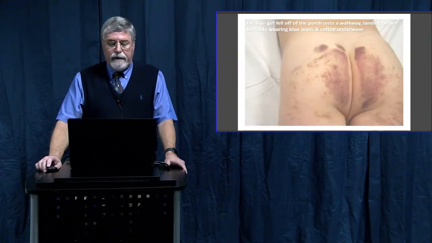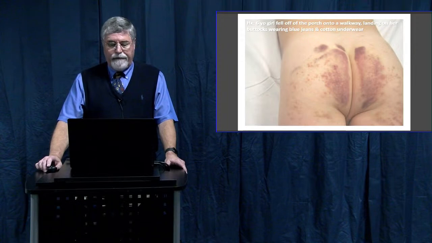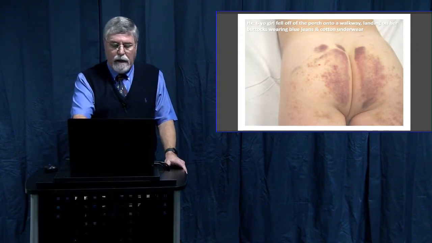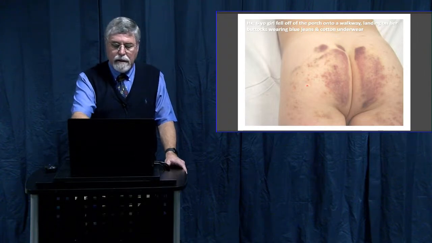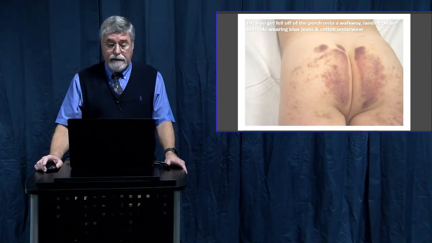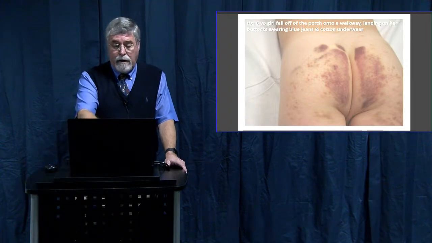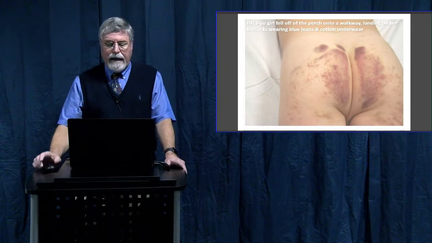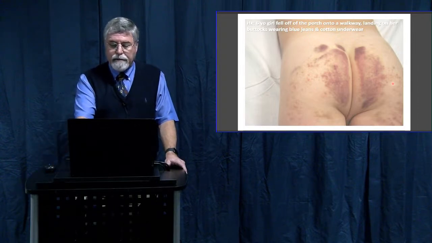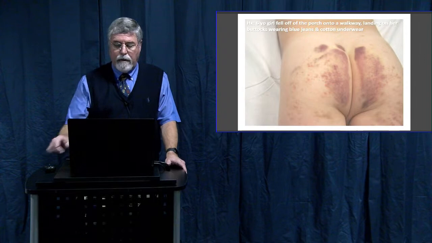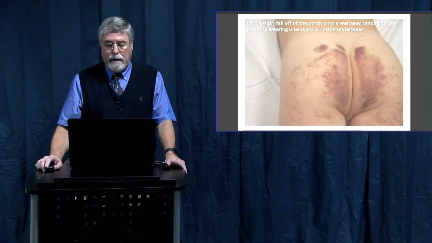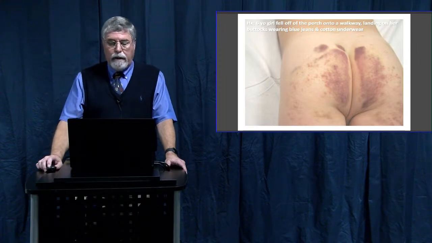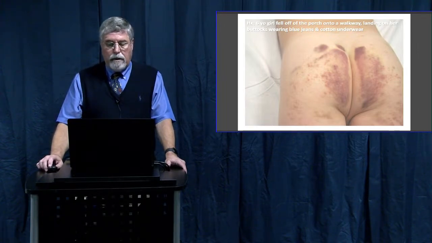This child, the history is that she tripped and fell off a concrete porch onto a concrete walkway and gets this pattern of bruising on the buttocks. This is a kid that I would do a CBC, a PT, and a PTT on because of the amount of bruising. But in this case, the pattern of the bruising doesn't match with having fallen onto the buttocks, and is more typical for what we see with somebody who's been paddled. And so this would be a case where the history does not match the injury and would warrant a report to DHR or law enforcement.